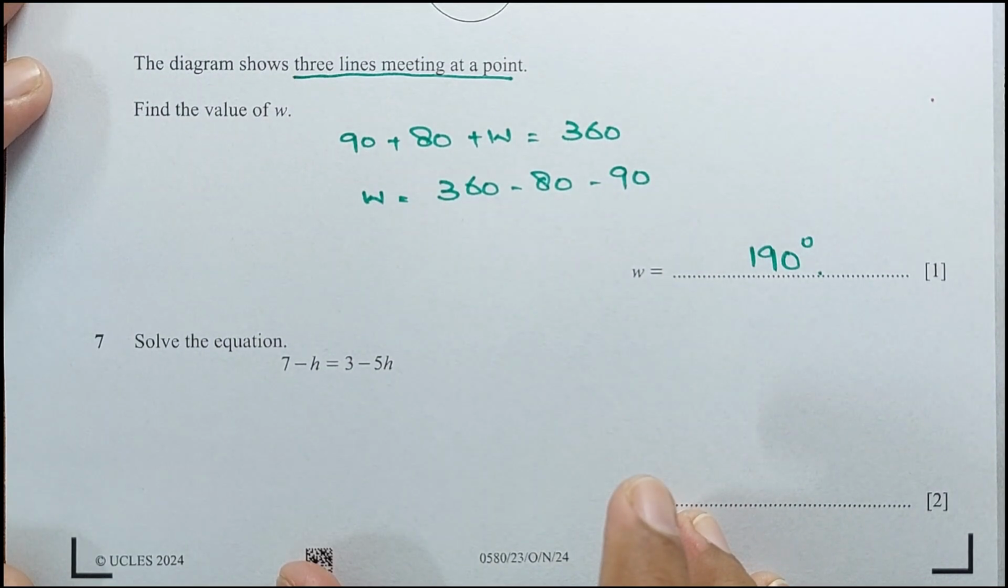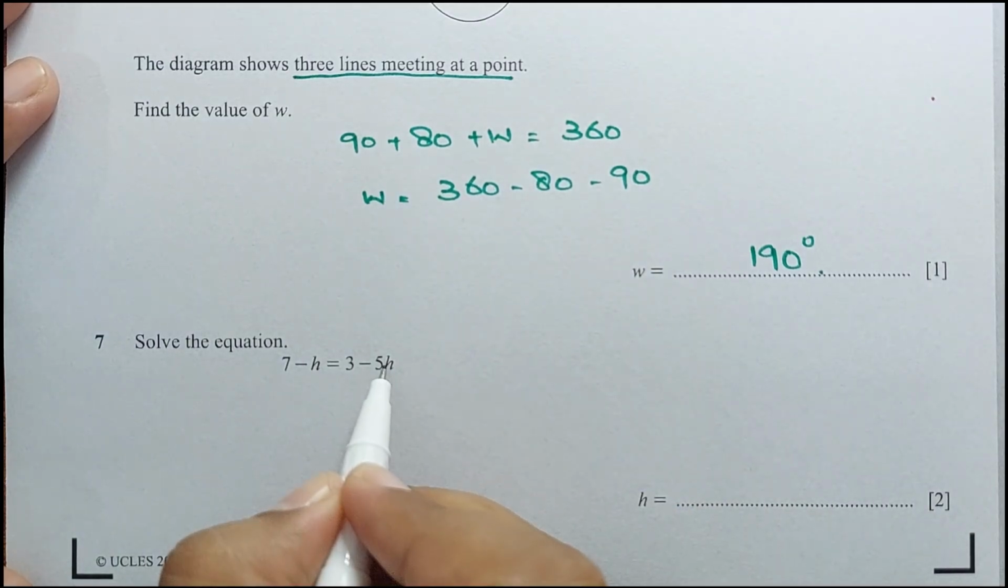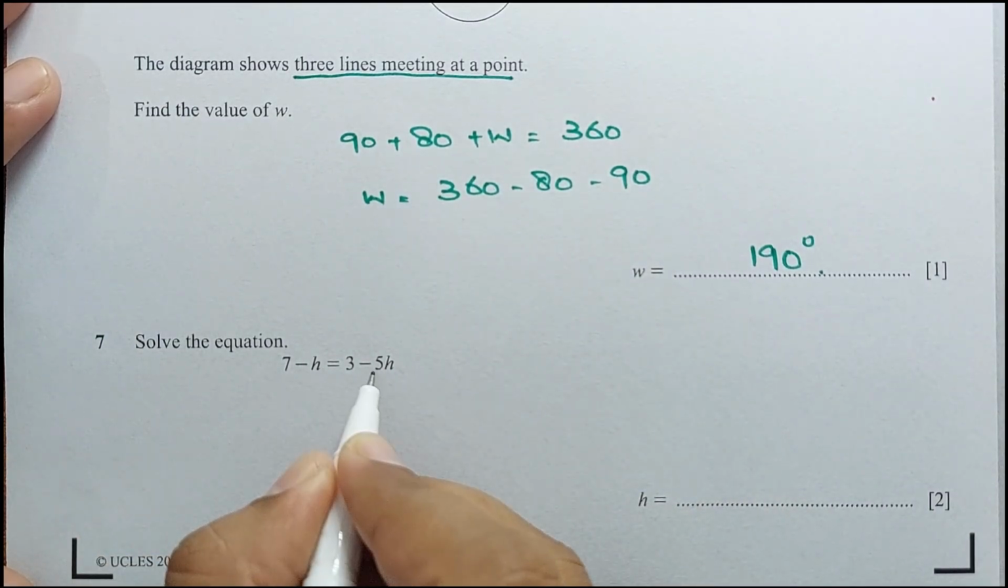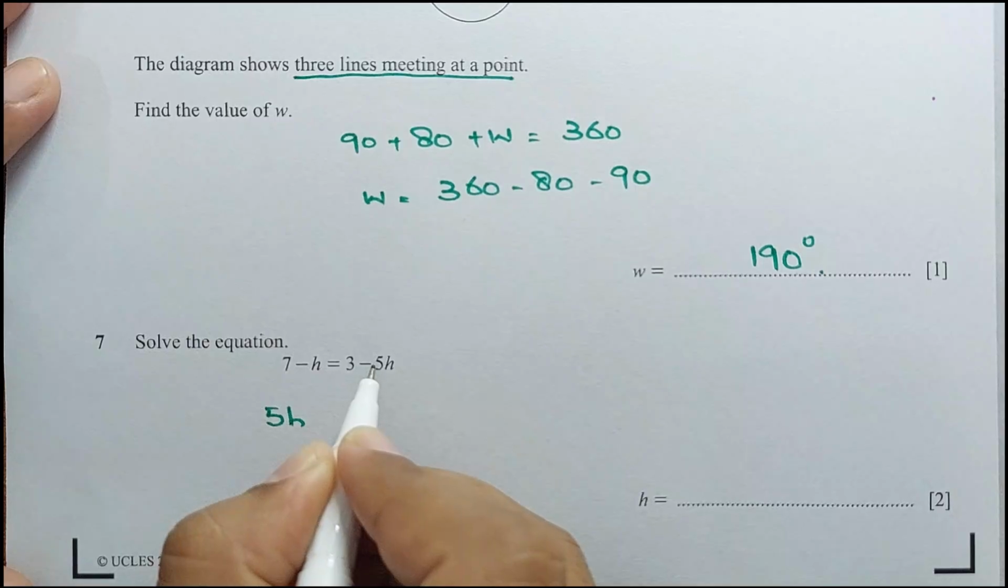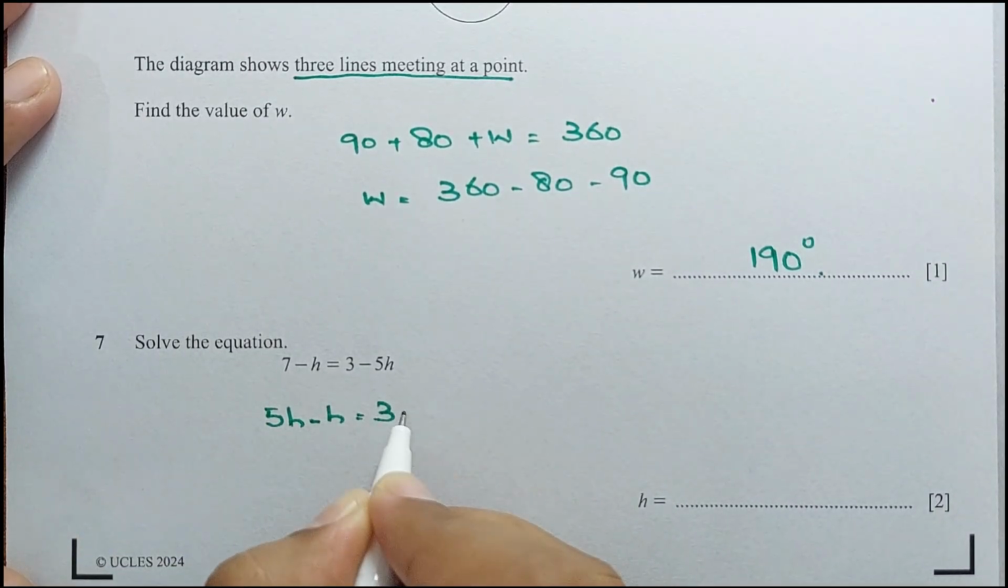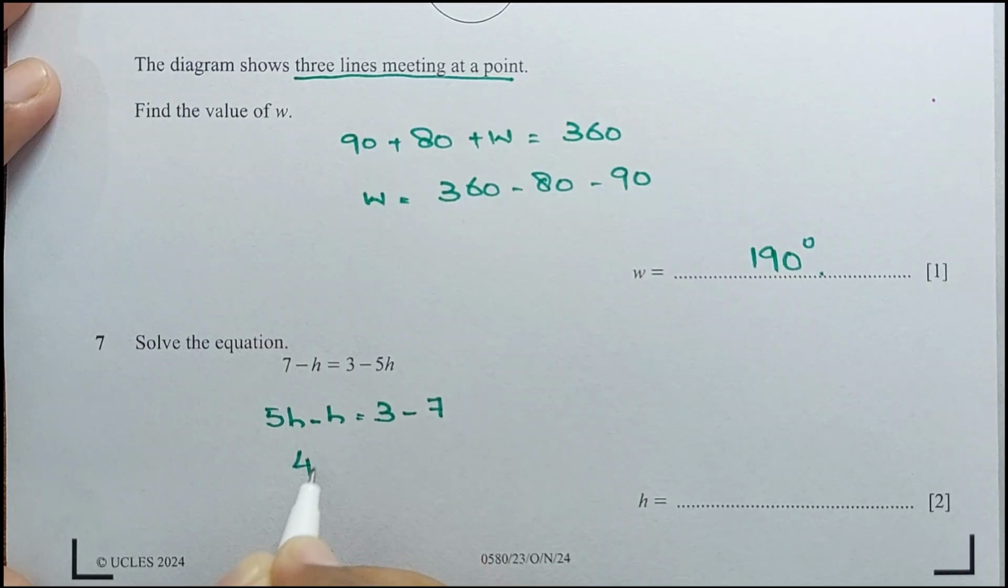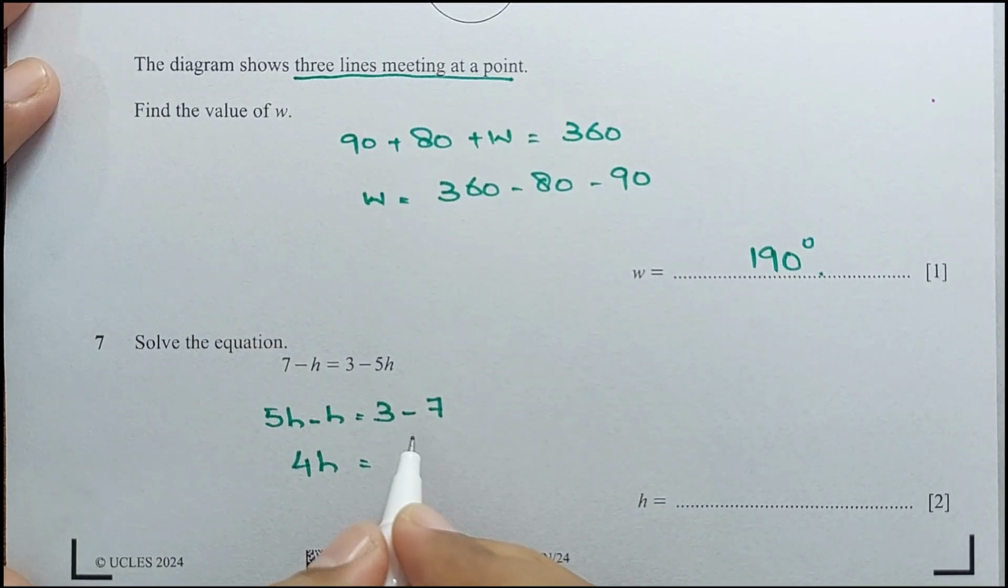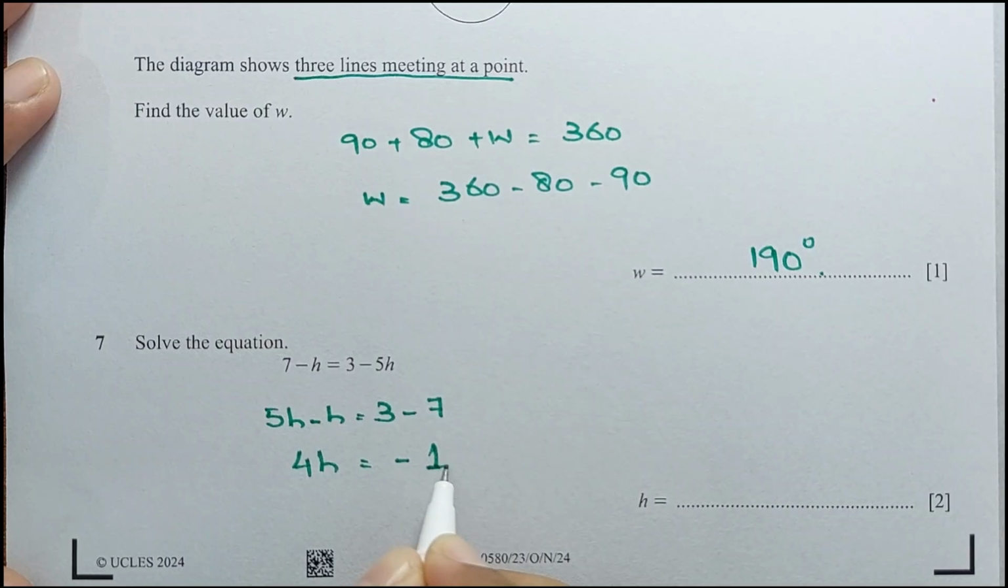Question number 7, solve this equation. Shifting the h term over here, so we have 5h, it becomes positive, negative h equals to 3, and shifting the 7 becomes negative. This is 4h, and from 7 take away 3, this is negative 1, negative 4, sorry. So what is h? Negative 4 over 4, that is equal to negative 1.